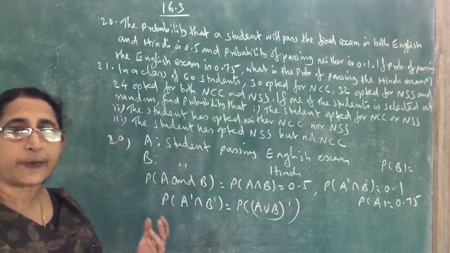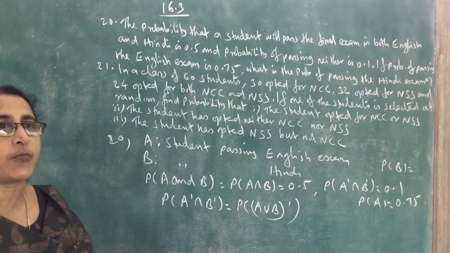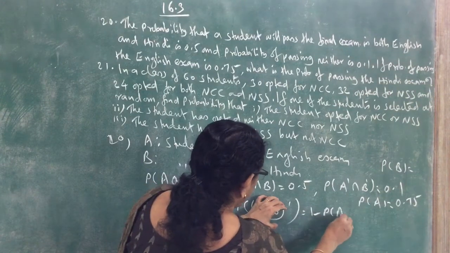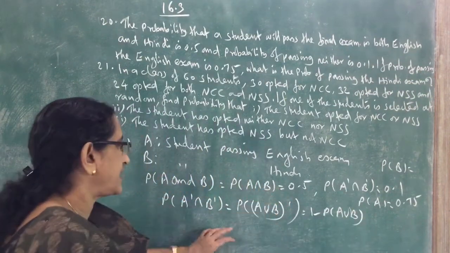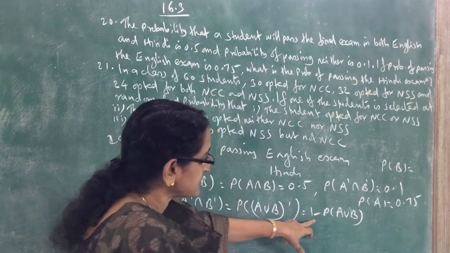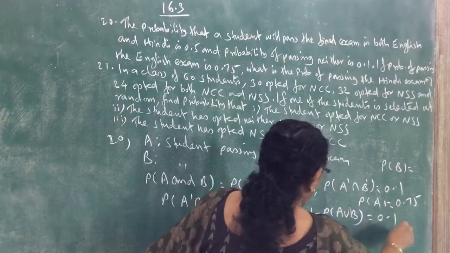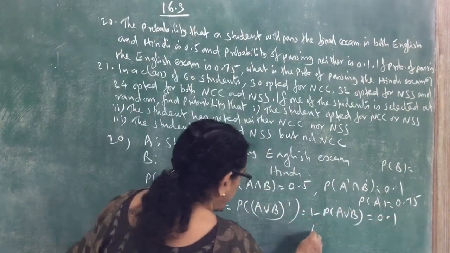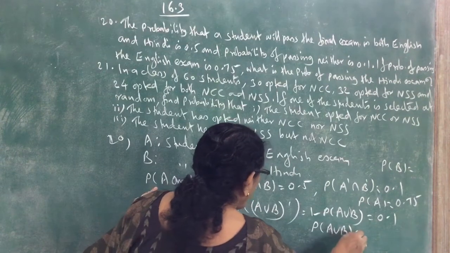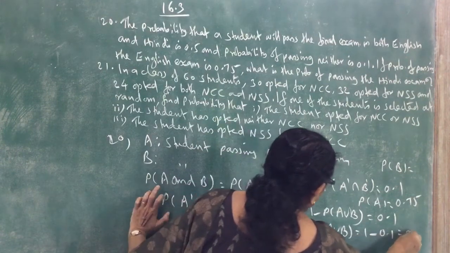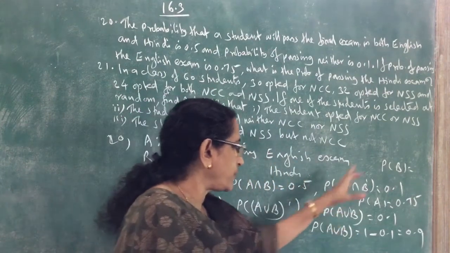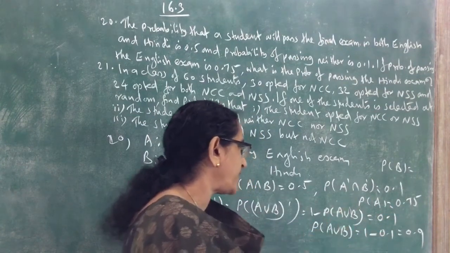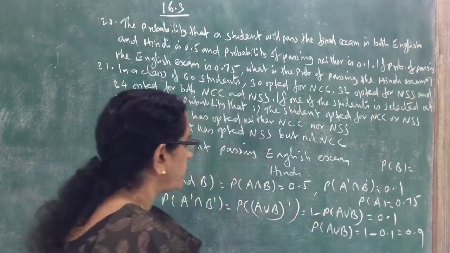Then we can apply the formula probability of A dash equals 1 minus probability of A. So probability of A union B complement equals 1 minus probability of A union B, and that is given as 0.1. So 1 minus probability of A union B equals 0.1. Taking 0.1 to the other side, probability of A union B equals 1 minus 0.1, that is 0.9.